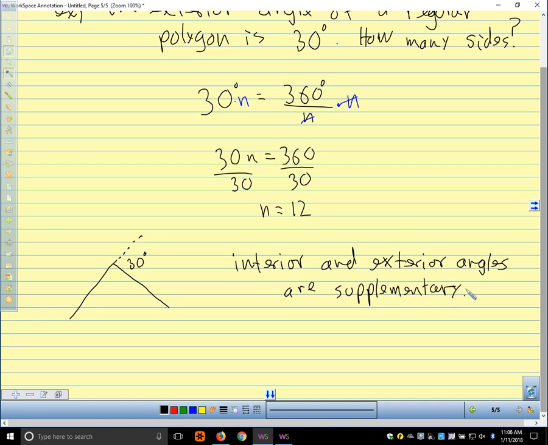So sometimes that can help you as a shortcut to solve problems. If we figured out that the exterior angle of this 12-sided polygon is 30 degrees, we can figure out the interior angle by subtracting from 180. So 180 minus 30 is 150. So one interior angle of a 12-sided regular polygon is 150 degrees. Sometimes that can help you shortcut some work, realizing that the interior and exterior angle are supplementary.